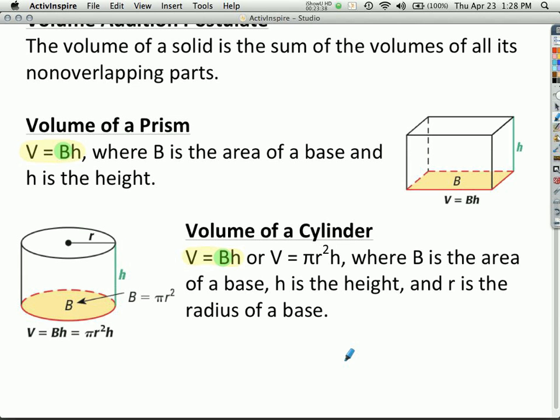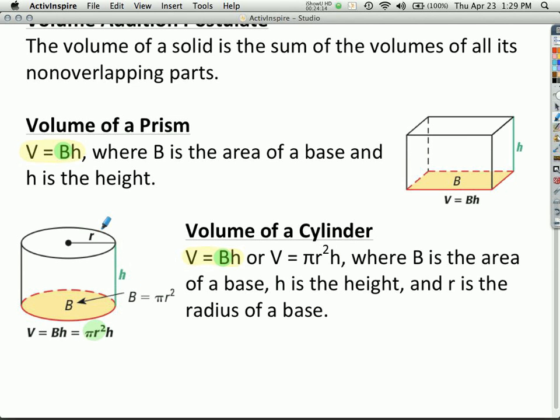I didn't do a great job, but close enough. Half the base times the height. Well, if I stack another one on top of it, now it's half base times the height times 2. If I put 3 on top of it, times 3. 4, times 4. So we're doing the same thing over and over again. It doesn't matter what the shape of the base is. It's always going to be the area of the base times how many we have stacked on top of each other.